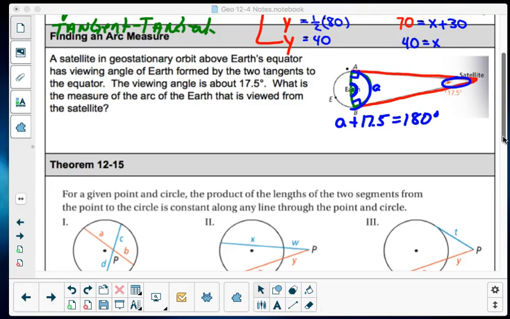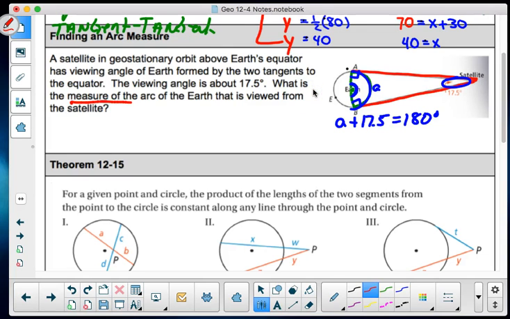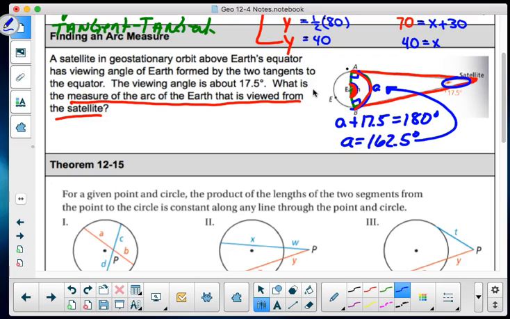So the viewing angle that's about 17.5, we're supposed to find, what is the measure of the arc of the Earth that is viewed from the satellite. And that's this arc measure here with that same angle. So I'm subtracting and I'm finding that 180 minus 17.5 is 162.5. So A is 162.5 degrees right there. Now, I have some folks going, but you know, it has big minus little. I wouldn't even figure it out that way. That's the way I would do it.